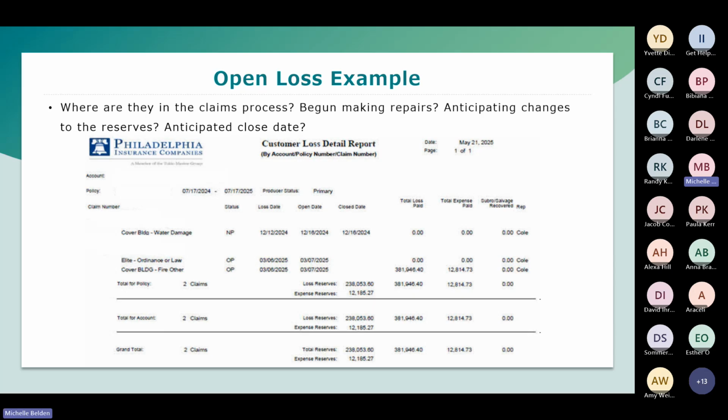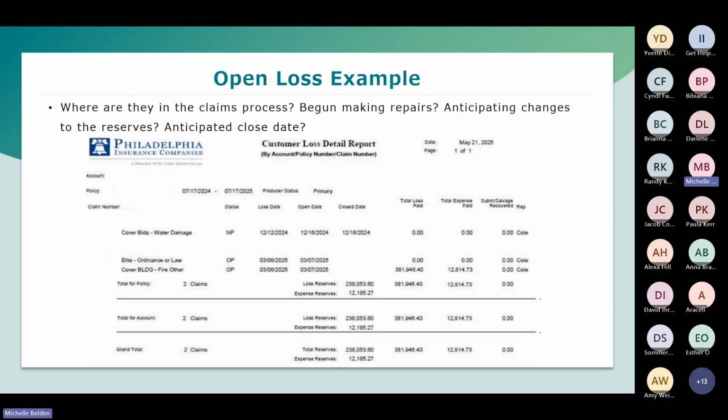Okay, and then my next example, which will be our last example, will be on an open loss. In this instance, you can see that, like I was mentioning on the previous slide, we want to know if it's open or not, and where they are in the claims process. Sometimes they've already made some payouts because work has begun. Other times, like I said, if it's a lawsuit, they could be waiting for a court date to be set, or they're waiting for arbitration. So the information we can get about losses is really important.